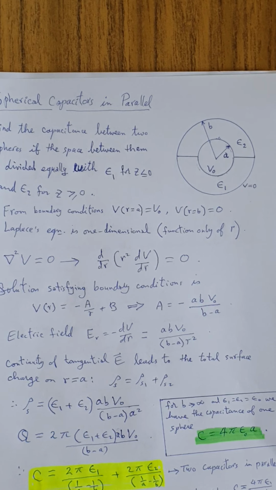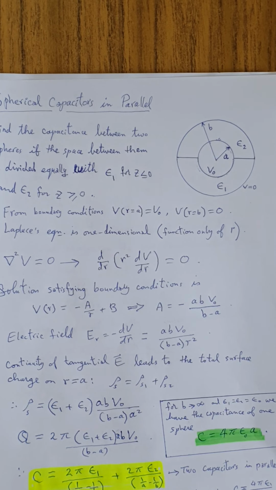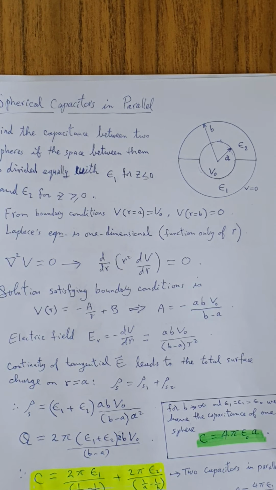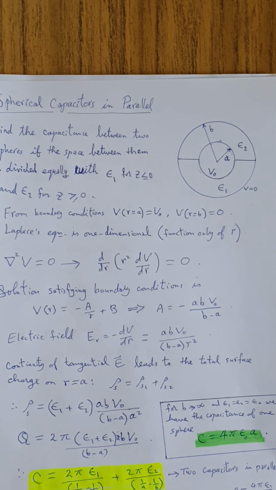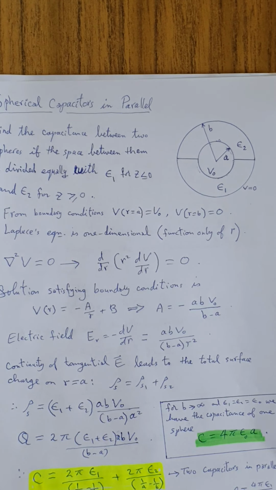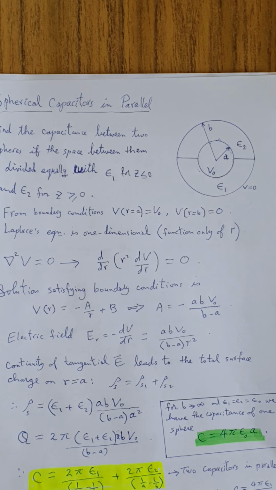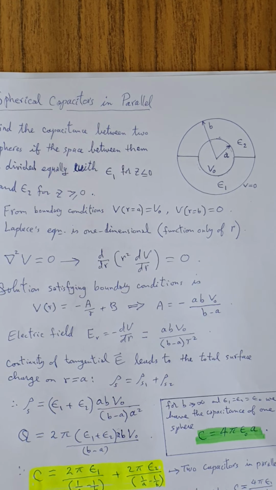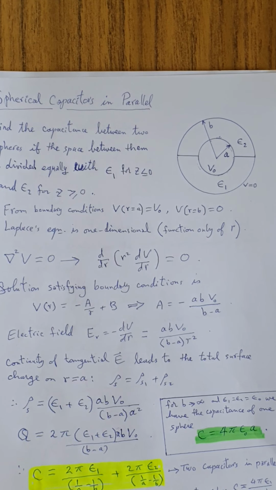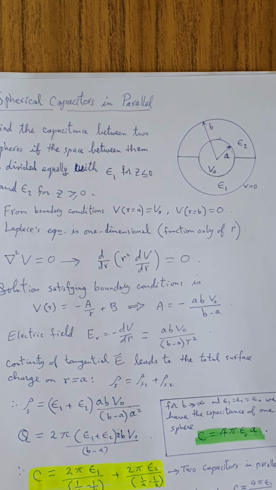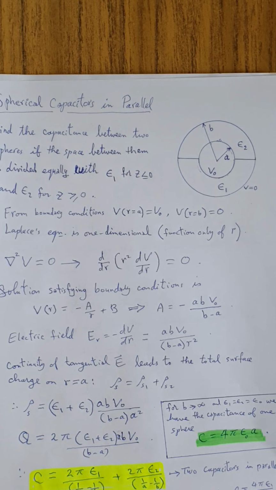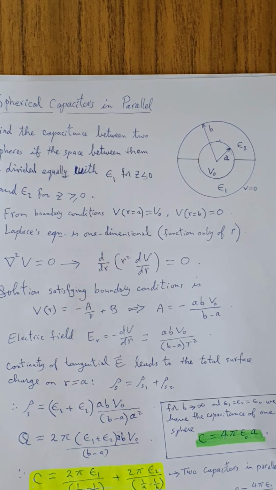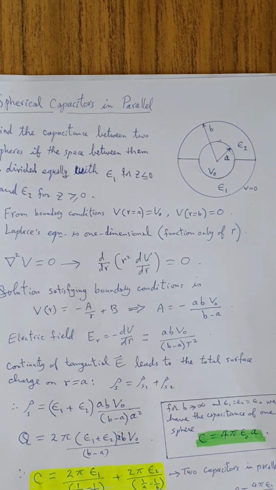Laplace's equation is one-dimensional, a function only of r, and del square V equals 0 becomes d dr of r squared dV dr equals 0. The solution satisfying the boundary conditions is V of r equal to minus A over r plus B, where A is minus a b V naught over b minus a. The electric field is the negative of the gradient of V, given by this equation.